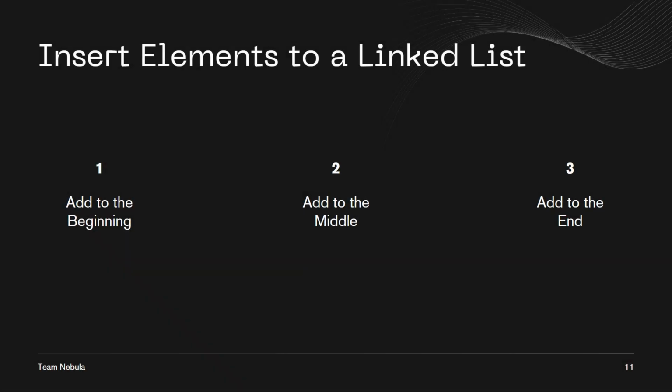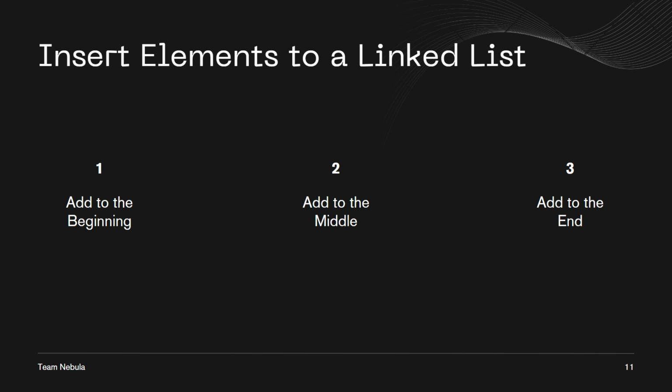Let's dive into adding elements to a linked list. Think of our linked list as a train where each carriage has a number. Now, we will learn how to add new carriages with numbers. There are 3 ways to do this.